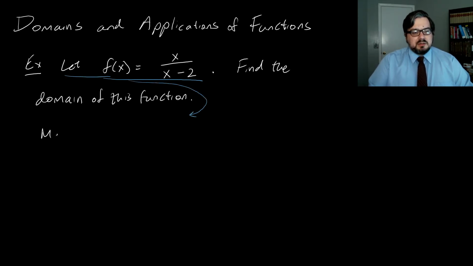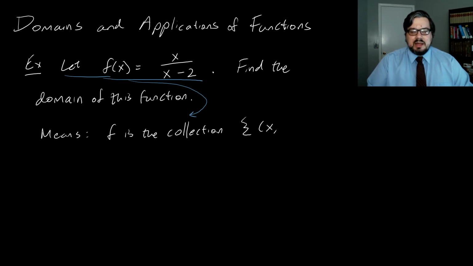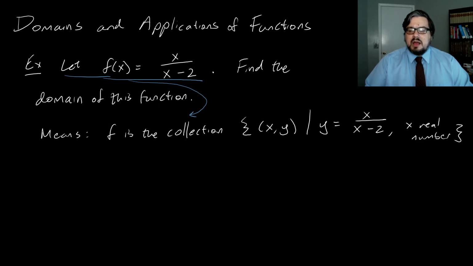This means that f is the collection of pairs given by x comma y, where y equals x over x minus 2, and x is a real number. Now, I should mention that the restriction of x being a real number is one that we are often going to make in this course, but is not one that we always have to.